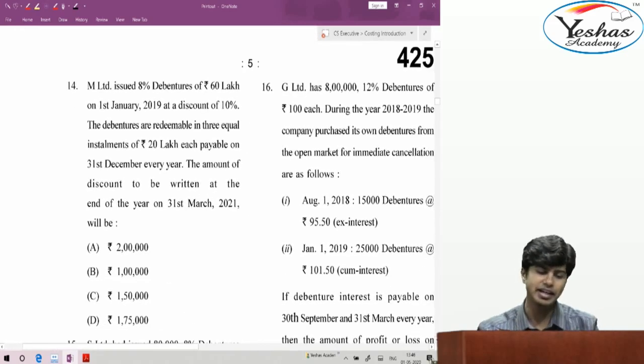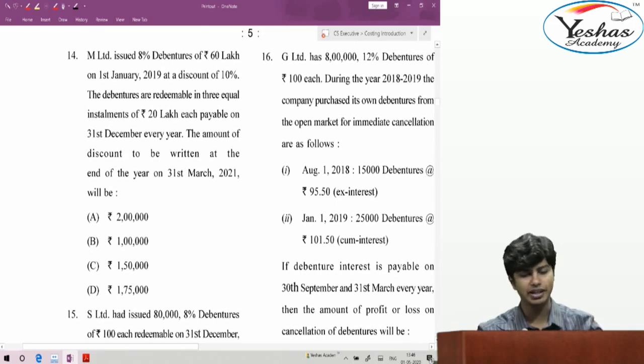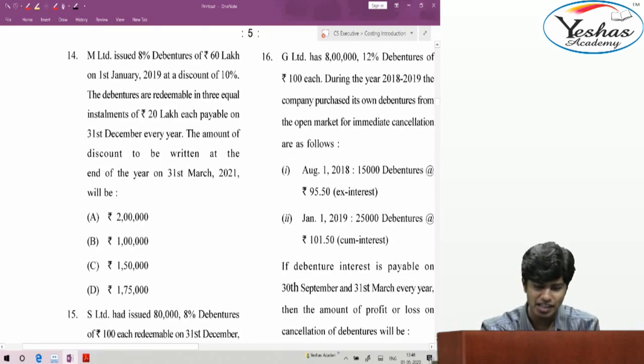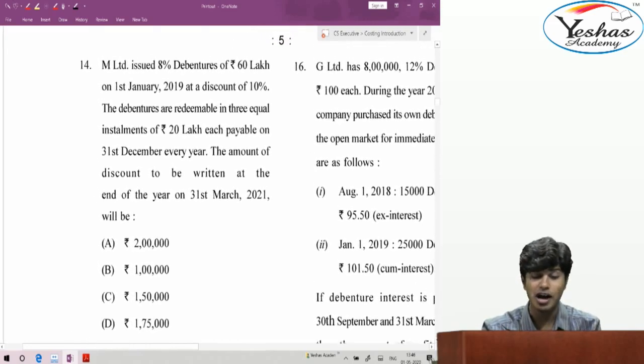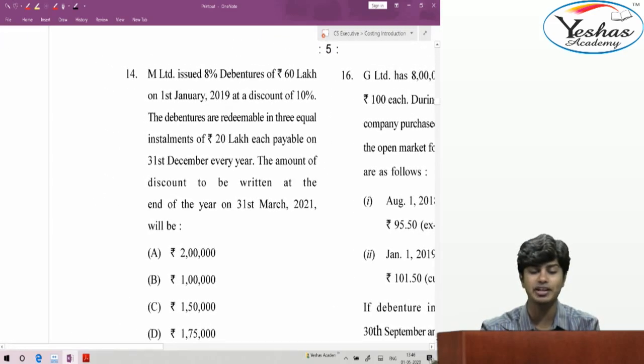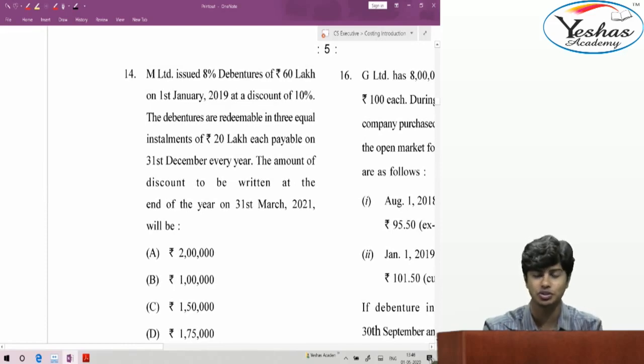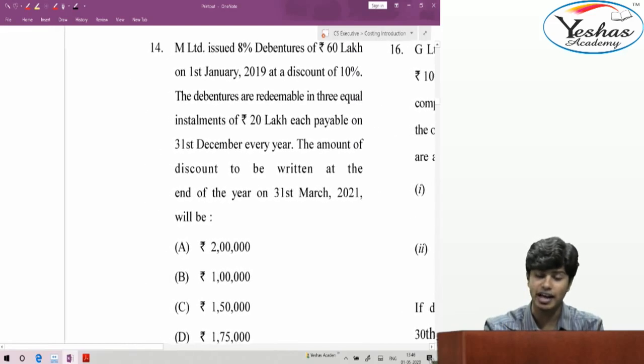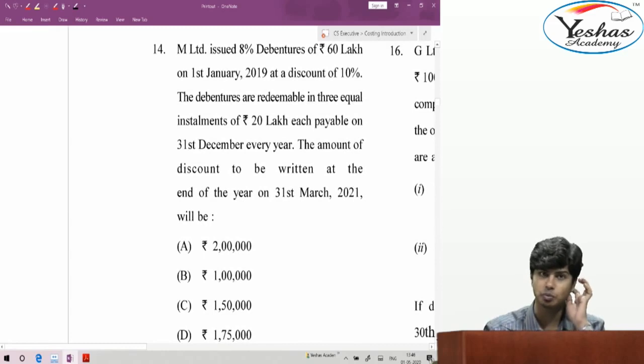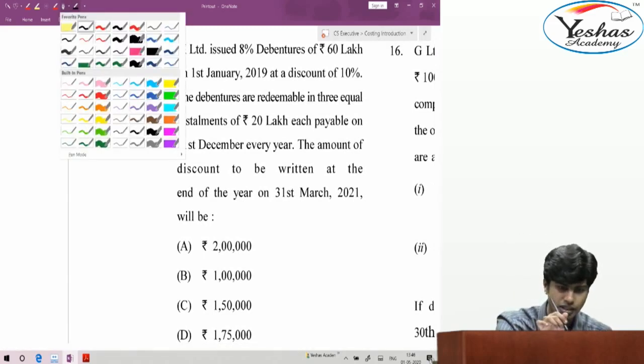M Limited issued 8% debentures of rupees 6 lakh on 1st of January 2019 at a discount of 10%. Oh, again this is a similar question. But read the last line, the amount of discount to be written off. In this question, we are not just stopping at identifying the amount of discount on issue or amount of loss on issue. We are further calculating how much should be transferred to P&L account during the year. Fine, great, let us do this. Interesting one to be precise.